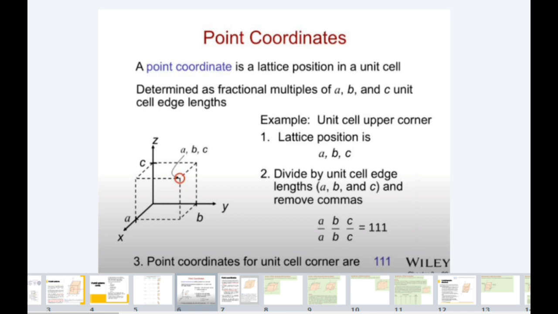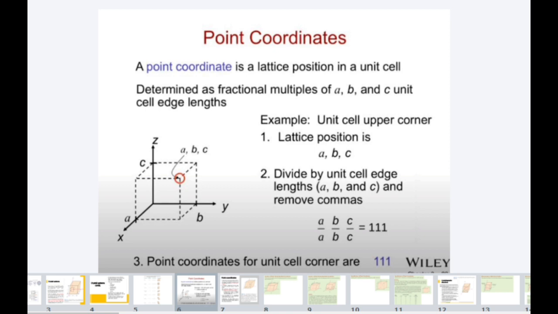So in a unit cell, the unit cell might be cubic, it might be rhombohedral, it might be triclinic, it might be hexagonal, and we want to point out where this atom is located. So for that we use the point coordinate system. A point coordinate is a lattice position in a unit cell, determined as a fractional multiple of the a, b, c unit cell edge lengths.